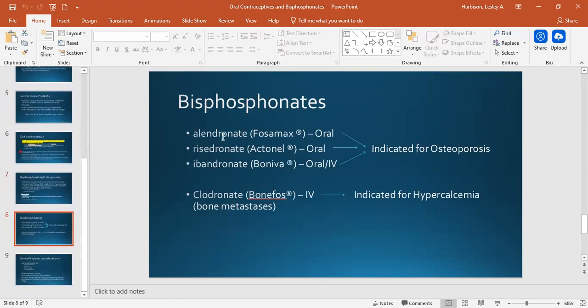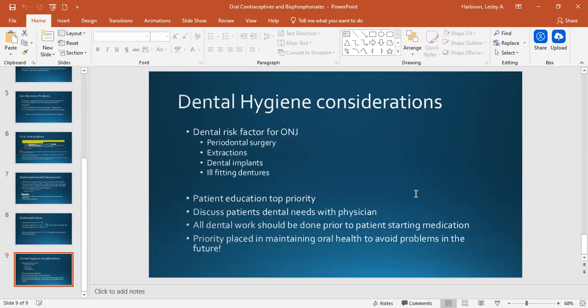Bisphosphonates that you should be familiar with: alendronate or Fosamax, that is oral. Risedronate or Actonel, that is also oral. And then we have Boniva, ibandronate, which can be oral or IV. So that's going to be the drug that they might be more susceptible to the osteonecrosis of the jaw. And then we have clodronate or Bonefos, which is IV, and this can be used for cancer patients, indicated for hypercalcemia. And the last slide here, dental hygienist considerations.